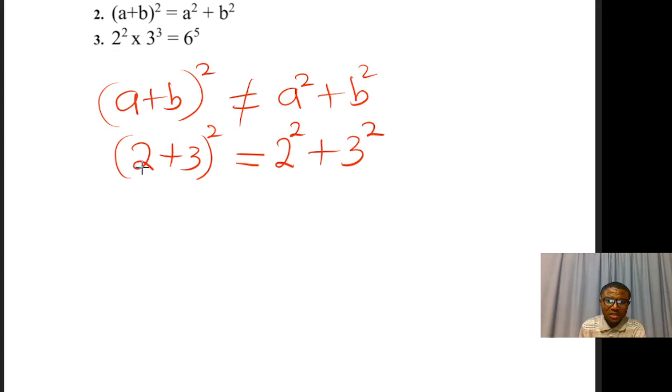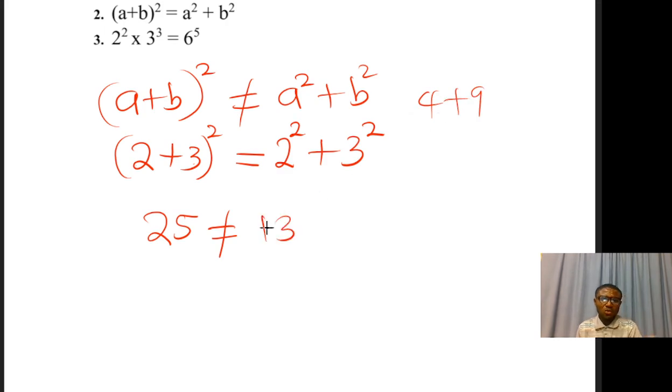Now let's simplify this one. 2 plus 3 is 5. 5 squared is 25. Then here 2 squared is 4, and 3 squared is 9. 9 plus 4 is 13. So these two cannot be equal.